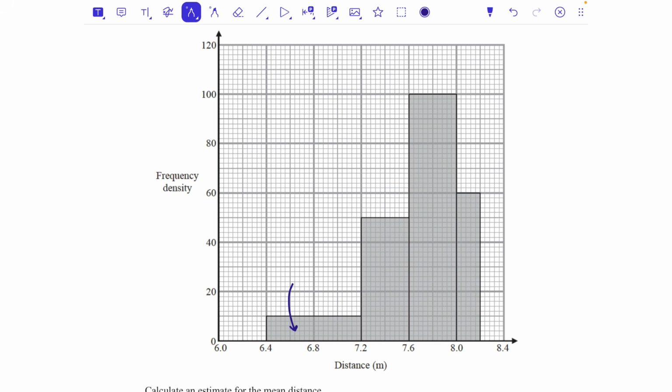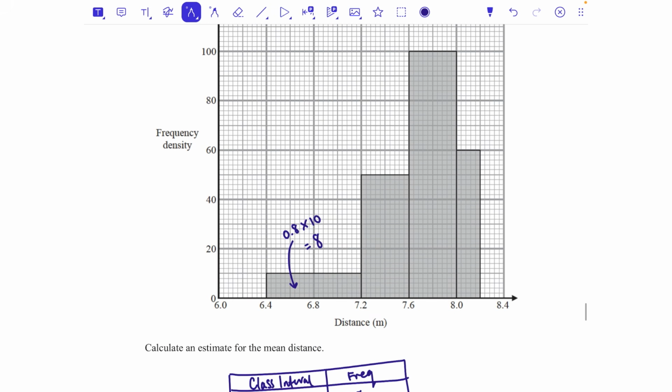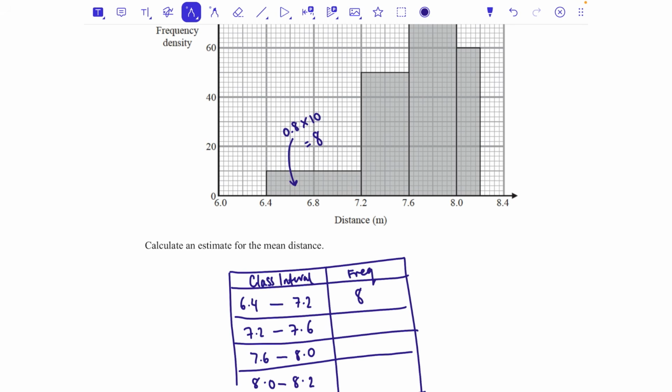And we can see that from 6.4 to 7.2, that has a width of 0.8. So 0.8 times by the height, which is 10, base times height, area of a rectangle, is going to be 8. So there's 8 people in that first category. In the next category, it's 0.4 wide and it's 50 tall. So I'm doing 0.4 times by 50, which is going to be 20.